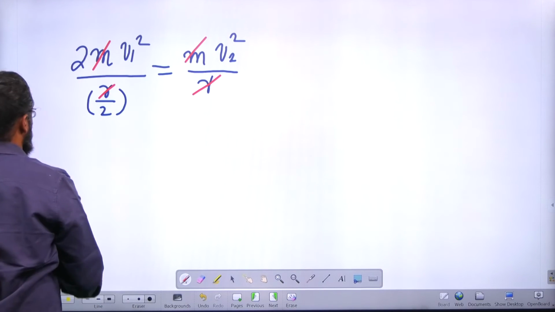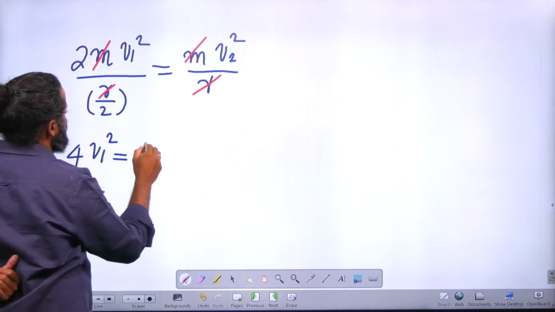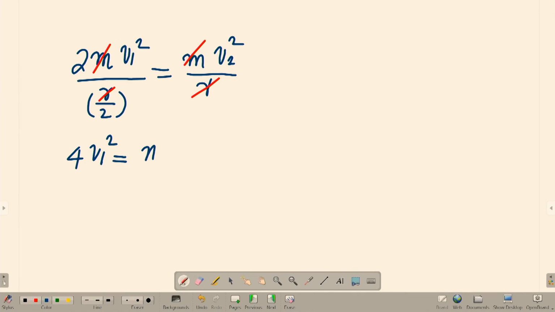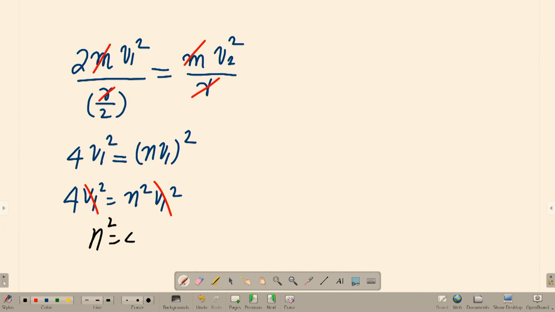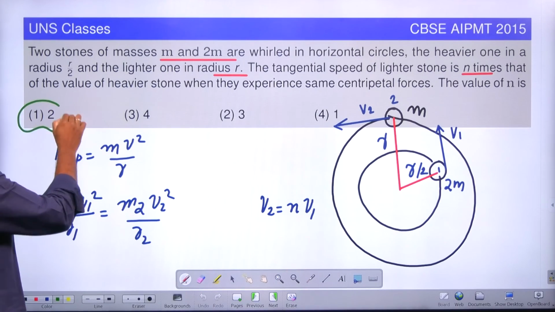So the left hand side becomes 4 v1 square, equal to n times v1, so n into v1 the whole square. When you expand this, 4 v1 square is equal to n square v1 square. Again we can cancel out v1 square. So n square is equal to 4, or n is equal to 2. Are any options matching? N is equal to 2, so option 1, the first option, is the right answer.